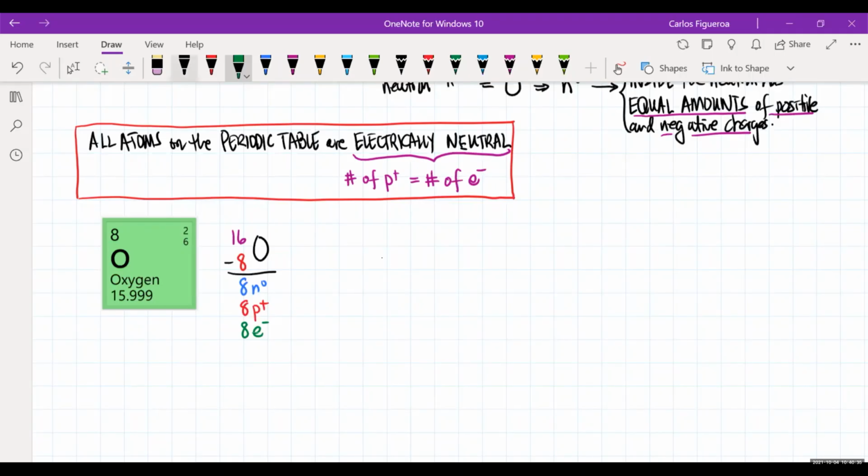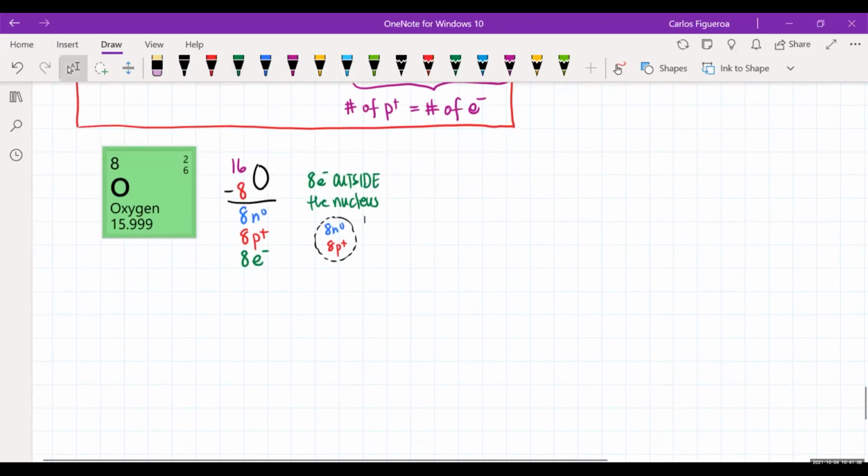So picture-wise, just to be complete, here's my nucleus. So that means I have 8 neutrons, 8 protons. Electrons do not live inside the nucleus. So what we find here is that we have 8 electrons outside the nucleus. We don't know where they live. So that brings us to the next piece here.